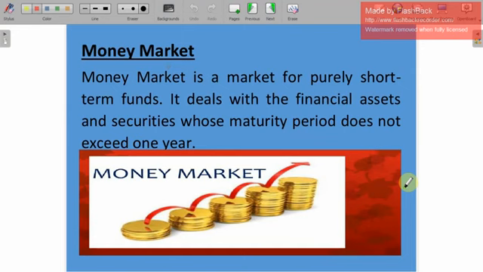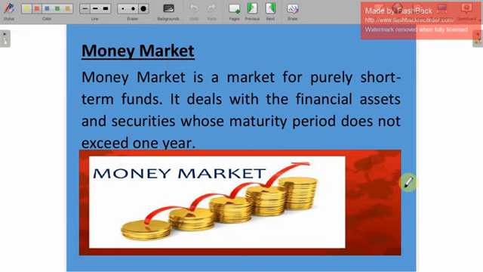This is a market for purely short-term fund. What is the meaning? For raising money for a very short period of time, I can use a money market. If I want to invest my money within 1 year, I have to choose a money market. If I want to invest my money for more than 1 year, I have to choose a capital market. That is the difference between money market and capital market.